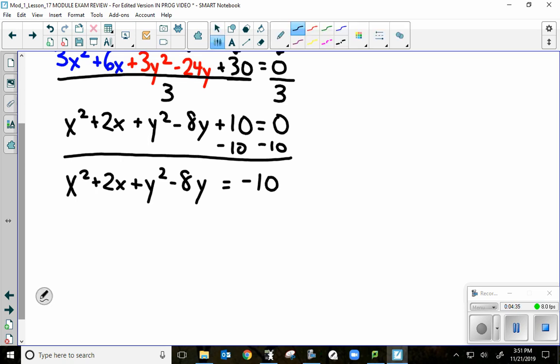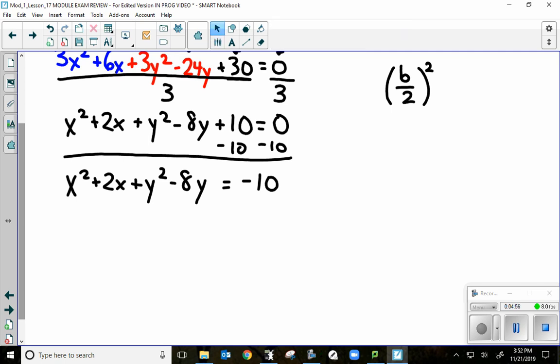I have to take my b value. I need to cut it in half, and then I need to square it. That's going to give me a number that I must add to both sides. And that will complete my squares for my x's, and it will complete my squares for my y's. So I need to do this for both the x and the y's. So my b value for my x is 2, and my b value for my y is negative 8. So I'm going to do this process to both of them.